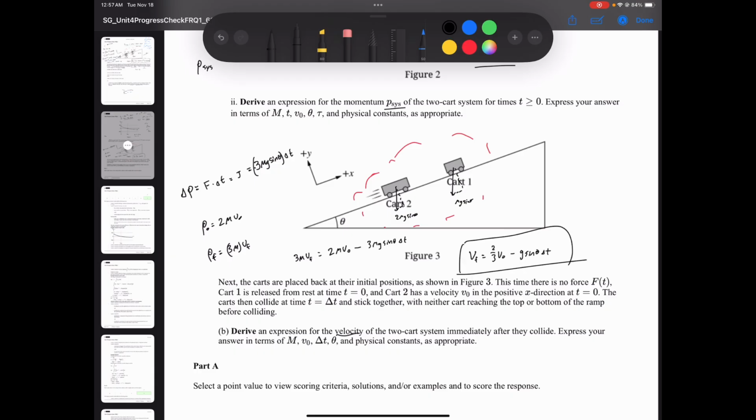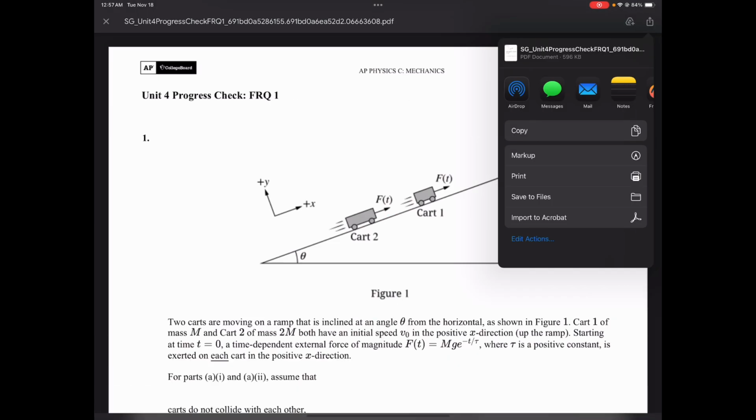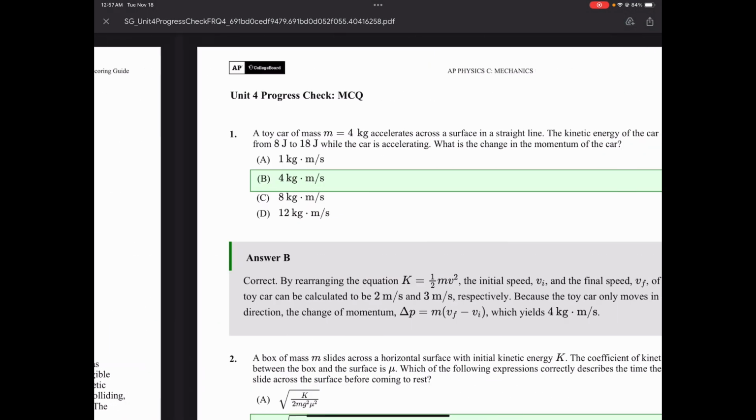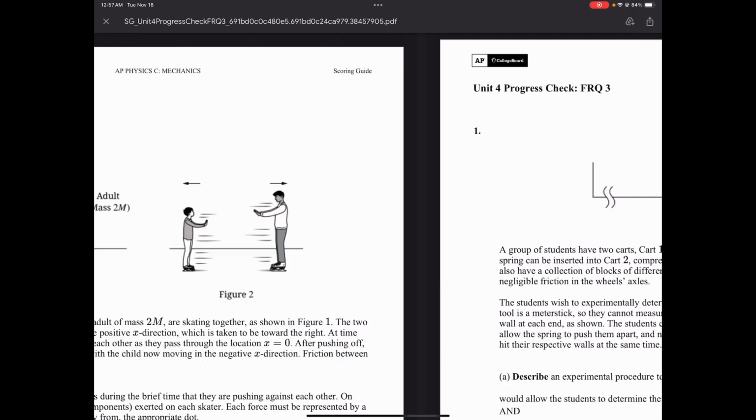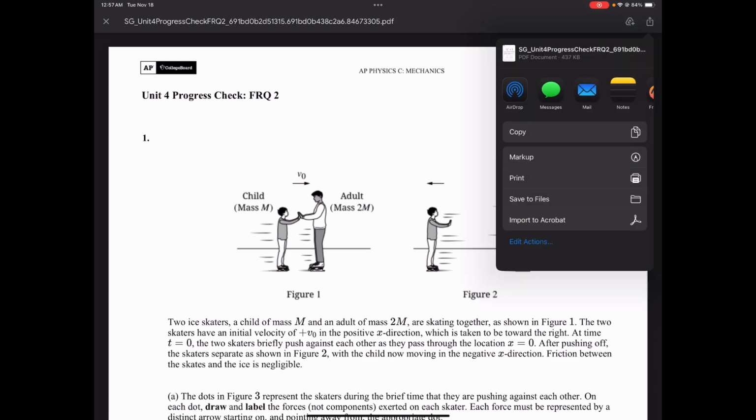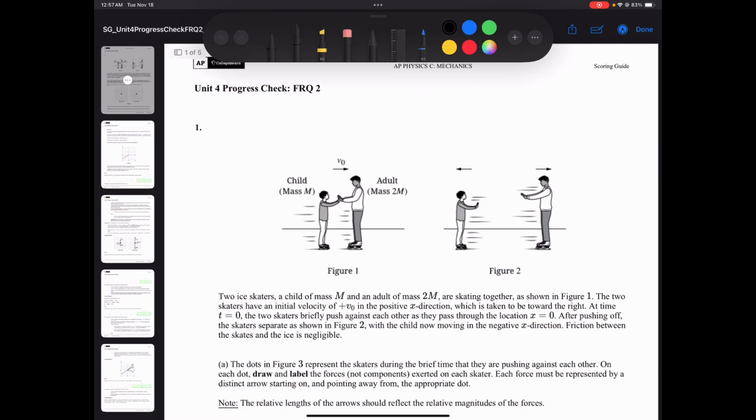And that's our final answer. All right, so that was not too bad. All right, so now let's look at FRQ number 2. Let's see here. Here it is. Okay, so for FRQ number 2, let's do our markup.